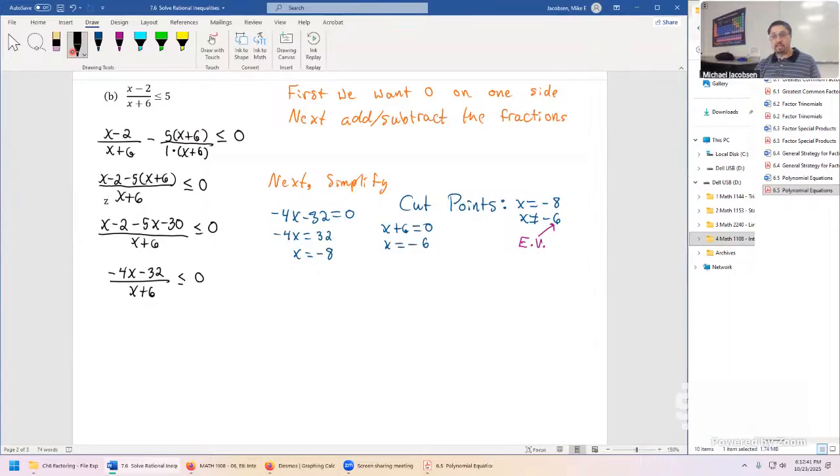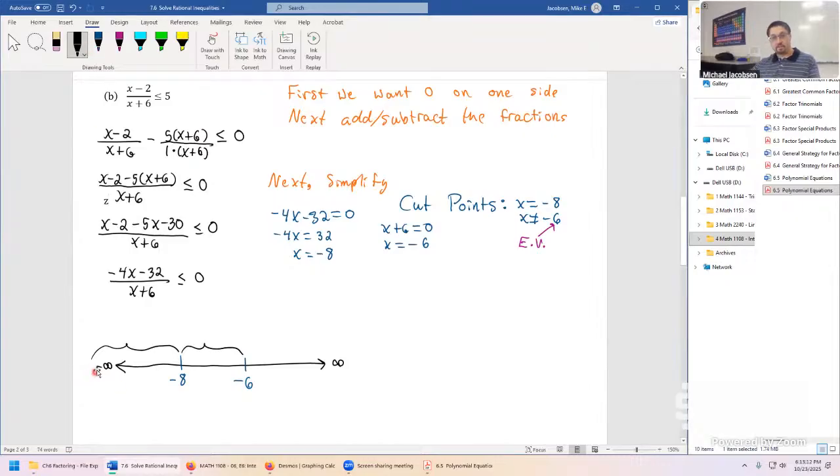So once we have the cut points, we just go down to the number line and do, as the name suggests, make 2 cuts, one at -8, one at -6. So we got them from setting the numerator and denominator equal to 0. And here's our next step. 1 cut right at -8. Another cut at -6. Making 2 cuts on the real number line gives us 3 different regions.